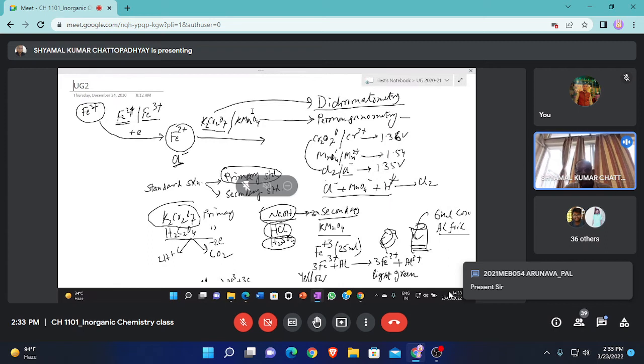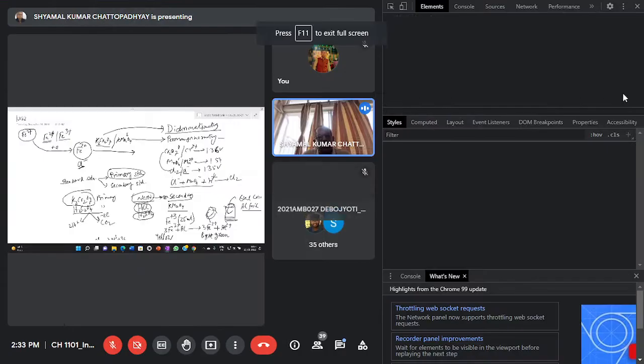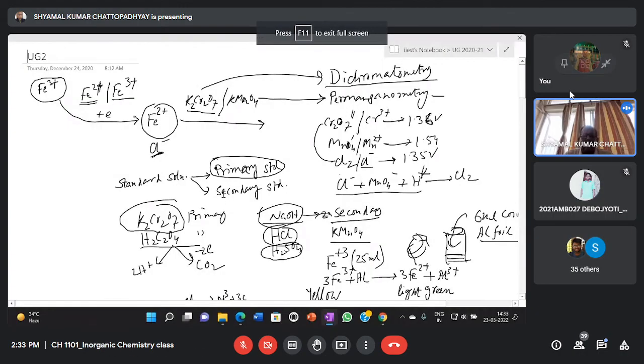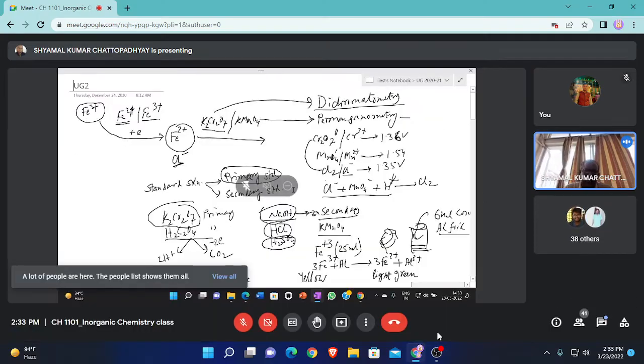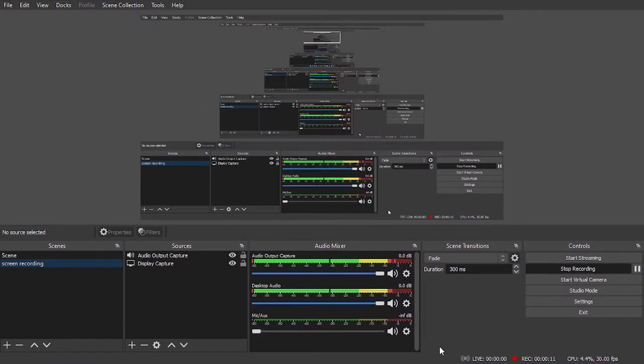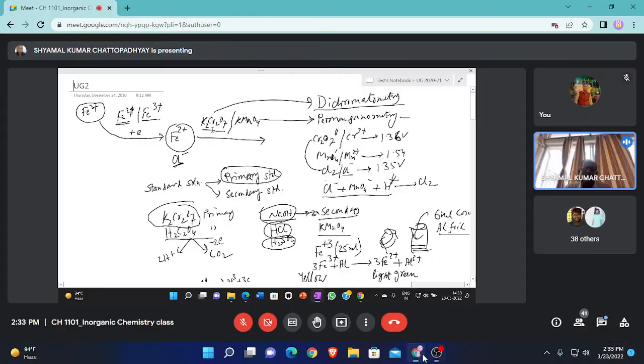For a potassium permanganate solution, you have to standardize the potassium permanganate. So potassium permanganate is called a secondary standard. Dichromate is a primary standard, potassium permanganate is a secondary standard. So the advantage is that potassium dichromate is a primary standard.